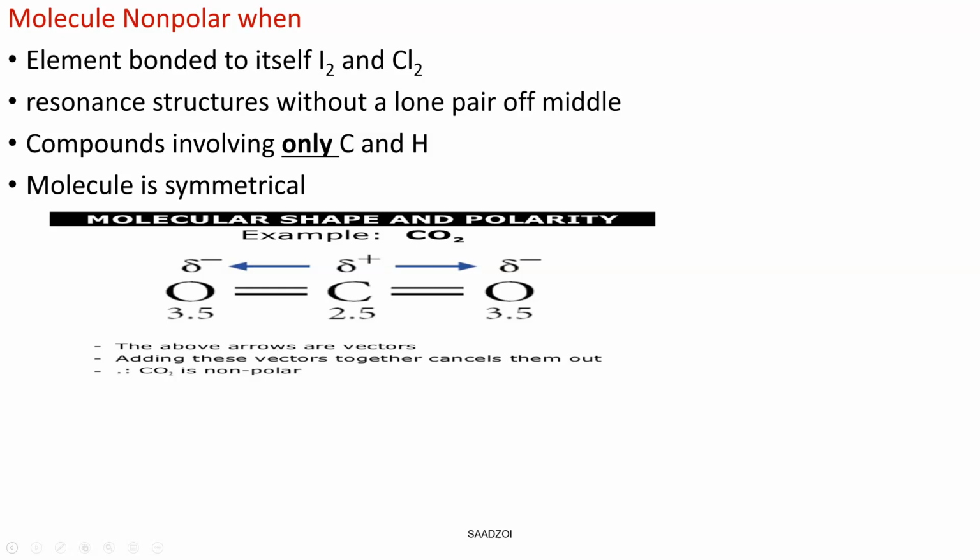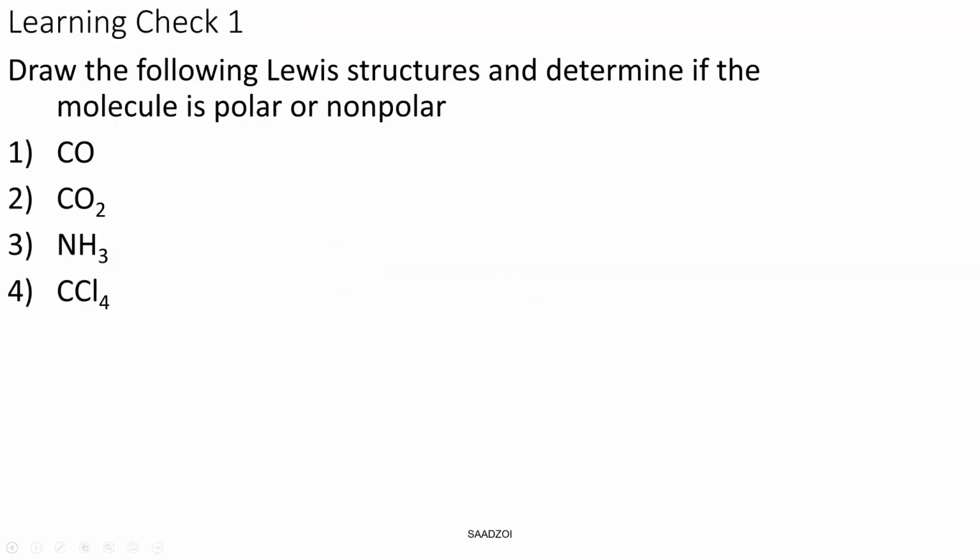So what's the most important shortcut in all this? Well, there's two really. One, anytime you have a lone pair off the middle, it's polar. That's a very important shortcut. And second, if it's CNH only, it's nonpolar. That'll prevent you from having to draw huge molecules that have a lot of CNHs because you will know it's nonpolar without even drawing it. All right, so let's try some of these. See if they're polar or nonpolar.